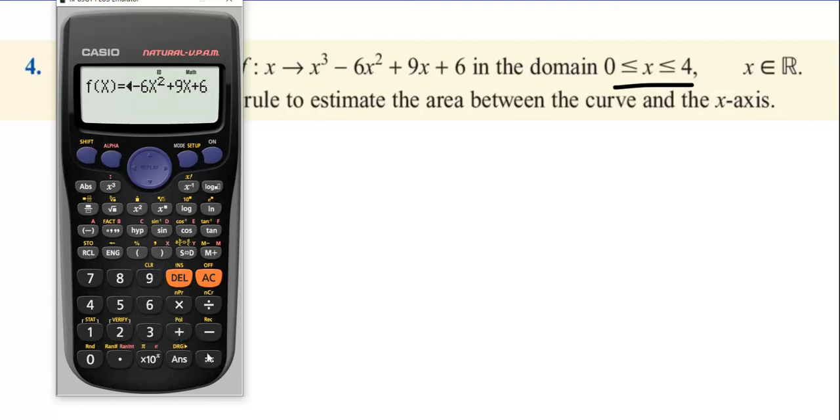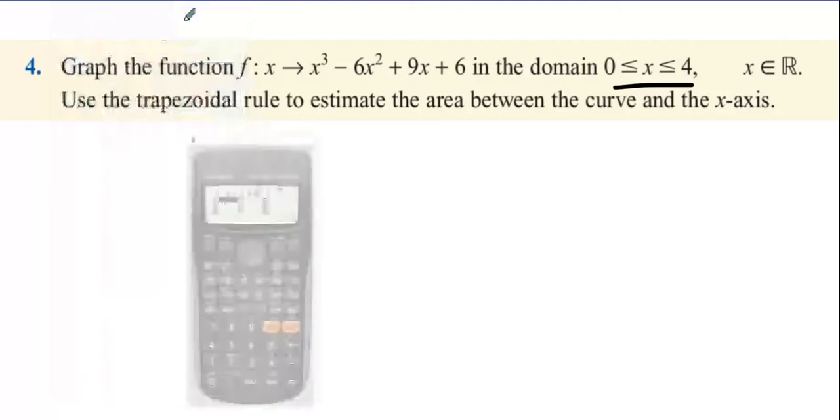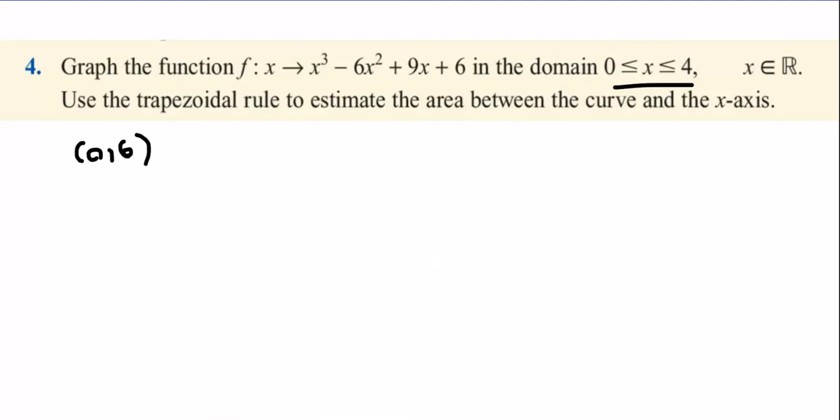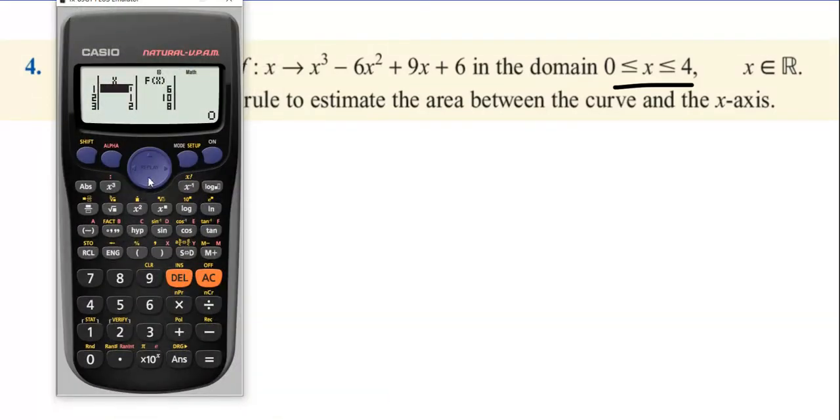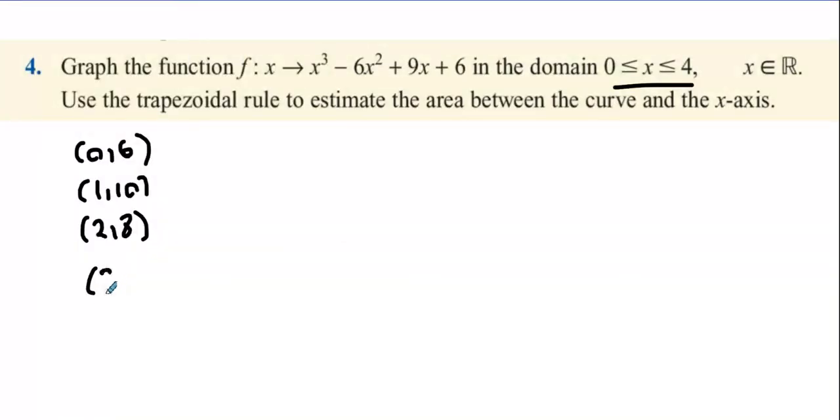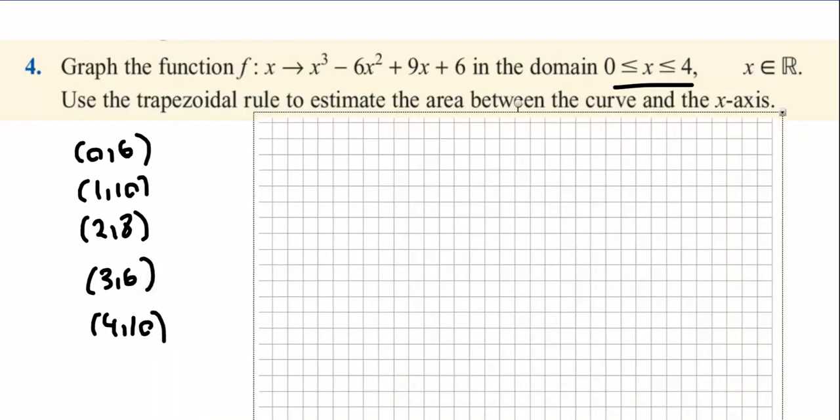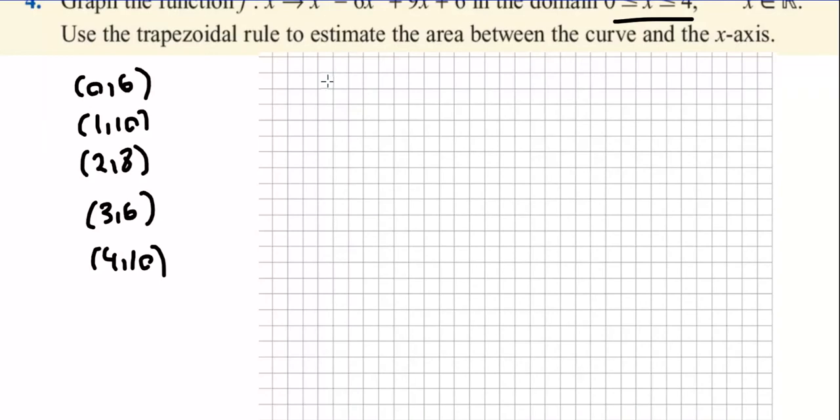and then plus 6, start at 0, end at 4, step of 1. There's your points: 0, 6; 1, 10; 2, 8; 3, 6; and 4, 10. Okay, so we're going to graph this out. We have to go as high as 10, so that should be no issue here. I think we have a nice good few blocks to play with.